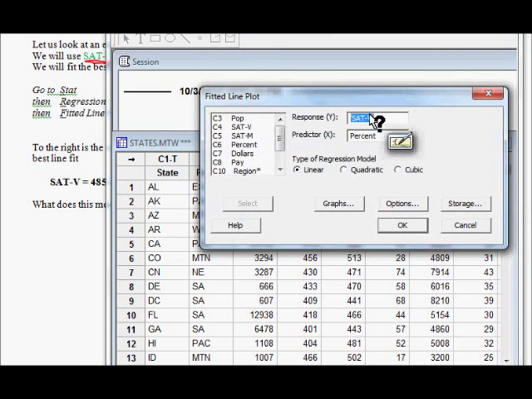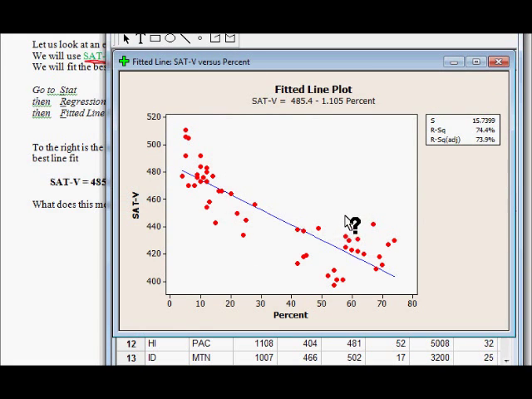Now I did this earlier, so I'll take it out. In verbal, verbal is going to be our response, our y. So the y becomes SAT verbal or C4, and we said we wanted percent or C6 as our x. Now we're just doing a straight line, so that's the basic option here. Later on we can actually fit curves, but right now we're fitting a straight line. Just click OK, and there's the graph. Bigger version, but same graph.